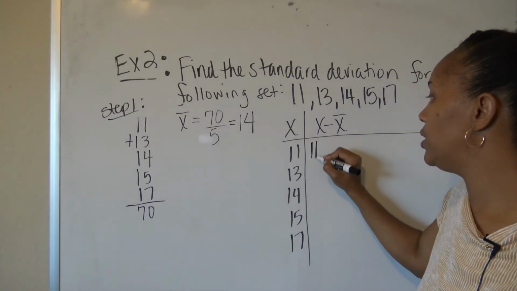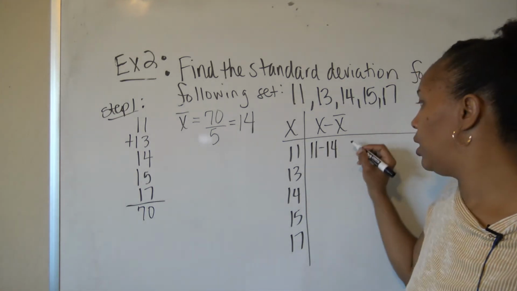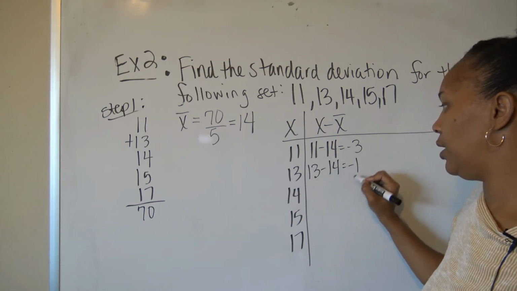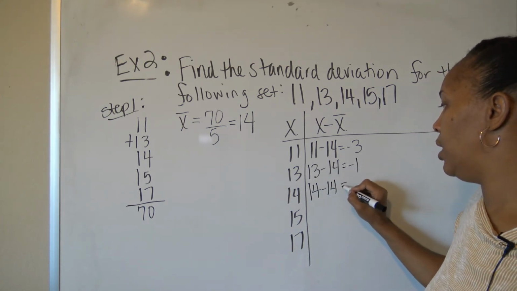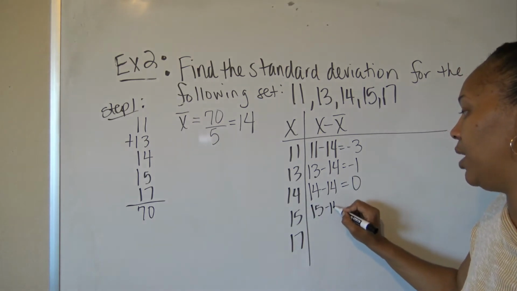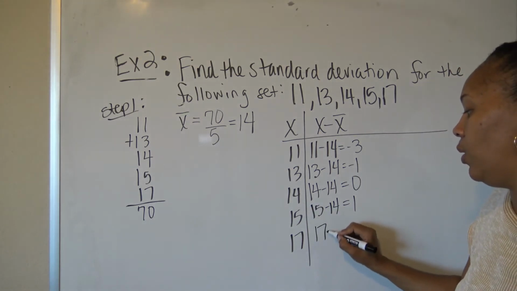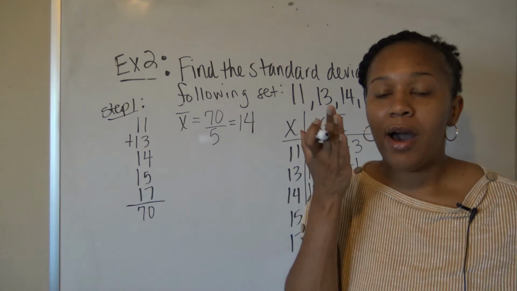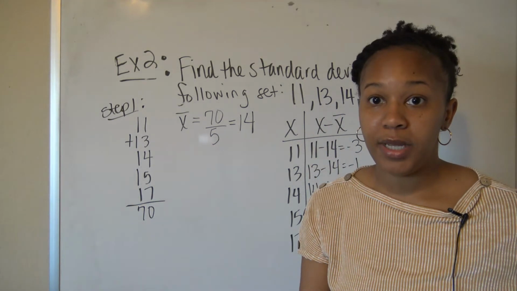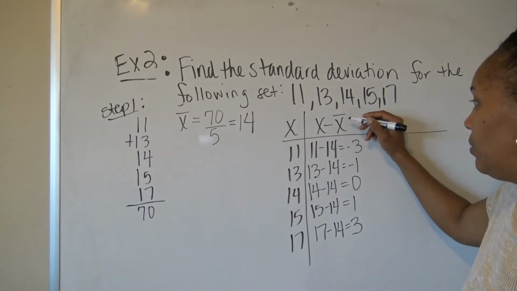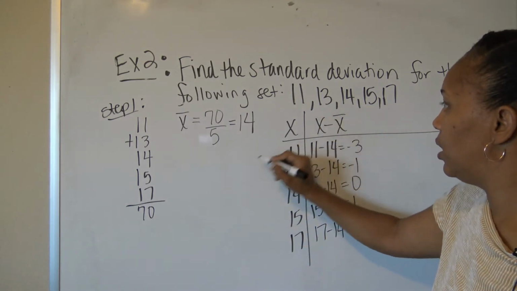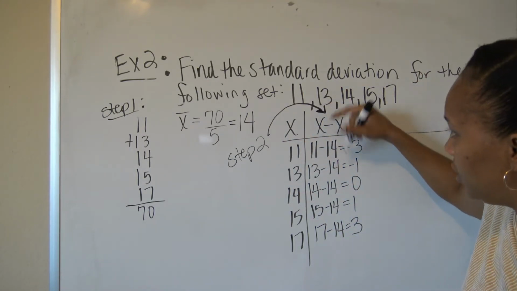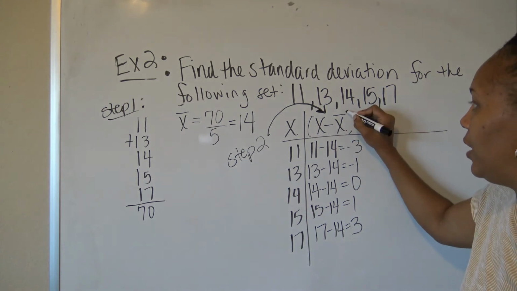So I need to figure out what is 11 minus 14, because 14 is the mean. Well, that's negative 3. What is 13 minus 14? That's negative 1. What is 14 minus 14? That's 0. What is 15 minus 14? That's 1. And what is 17 minus 14? That's 3. So that's how you figure out how each data point differs from the mean, okay? So that is step 2, and I'll write step 2 here, but I'll draw an arrow here because this is what you're doing for step 2. You're figuring out what is x minus x bar.